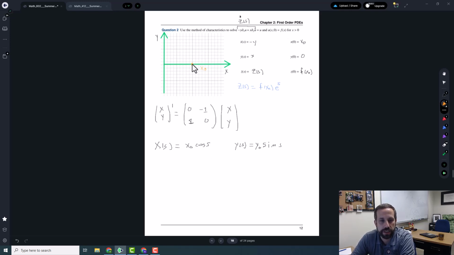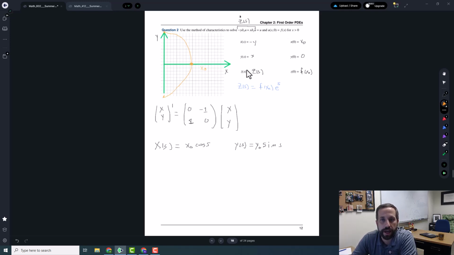And when s is equal to 0, we're going to be on the x-axis here. And then, let's see, that's basically going to be right here, and something like right here. So, wow, this is supposed to be a circle, but it's not great. Okay, so this is like a half circle.